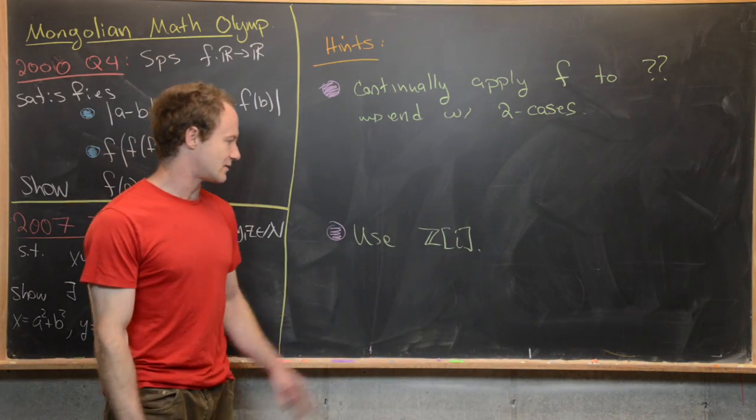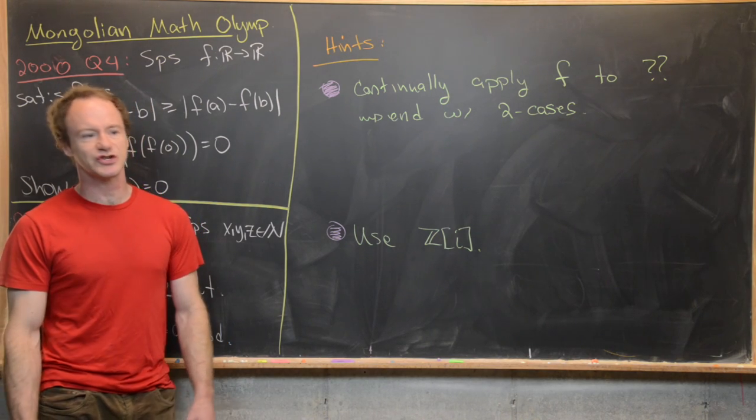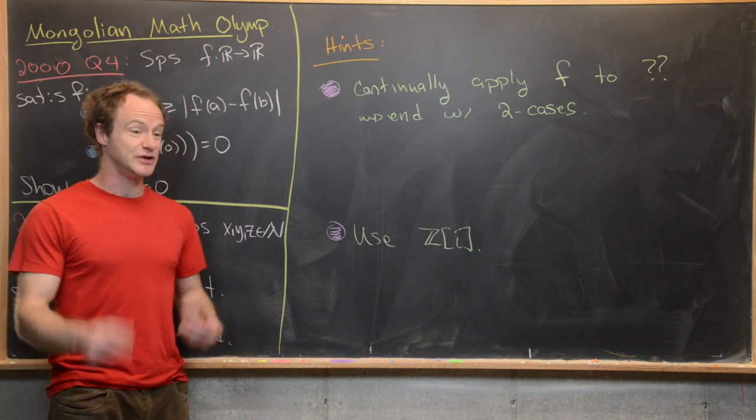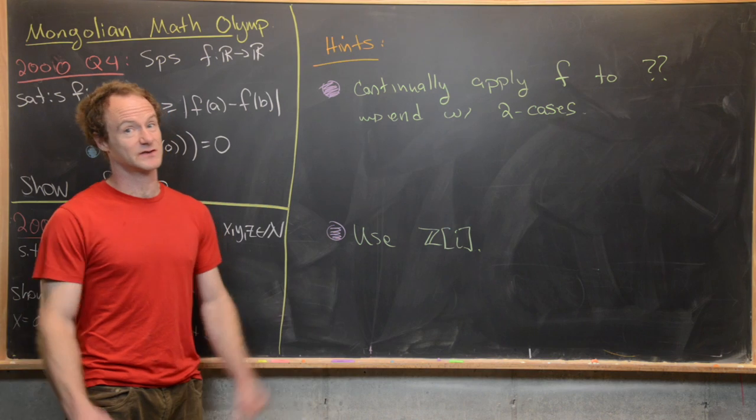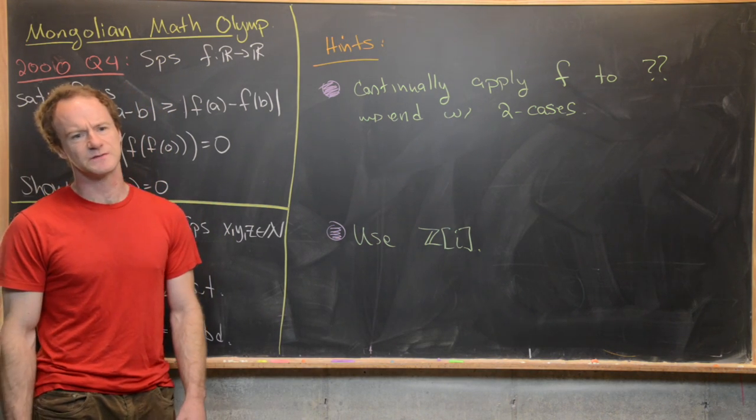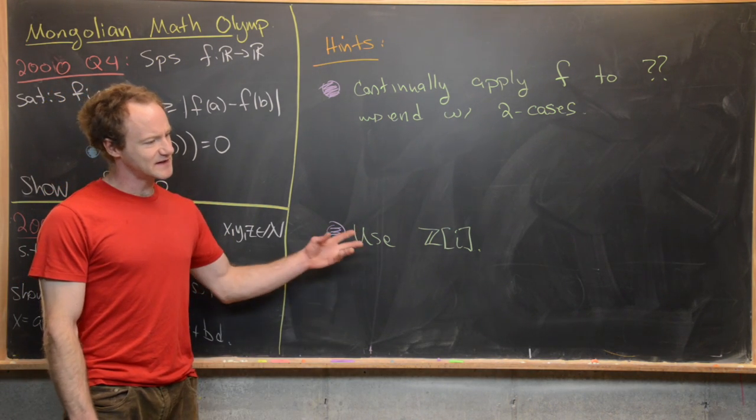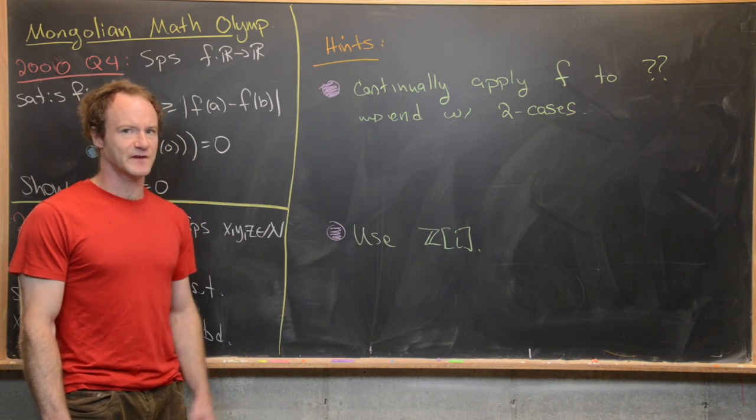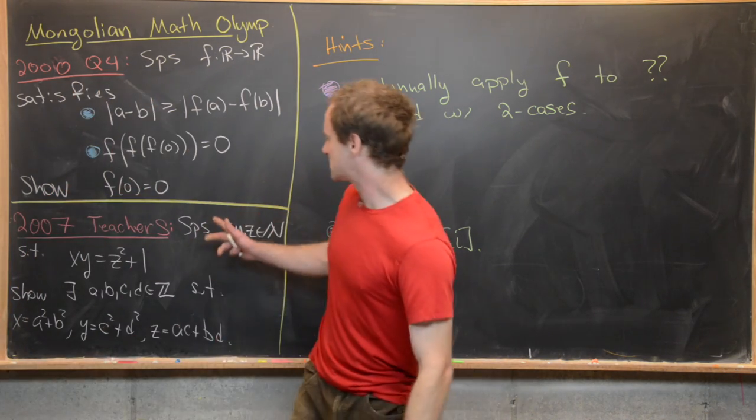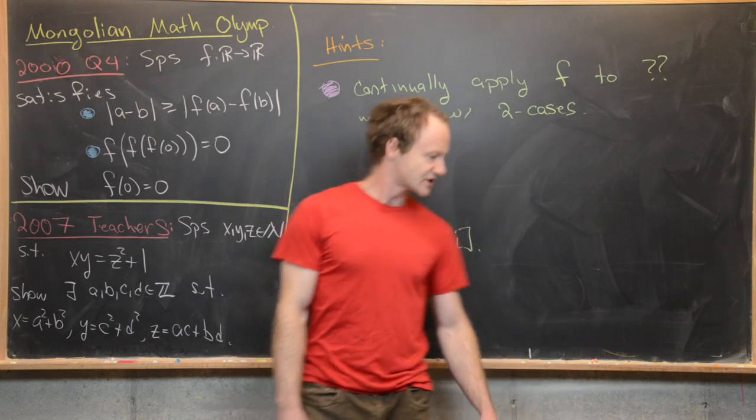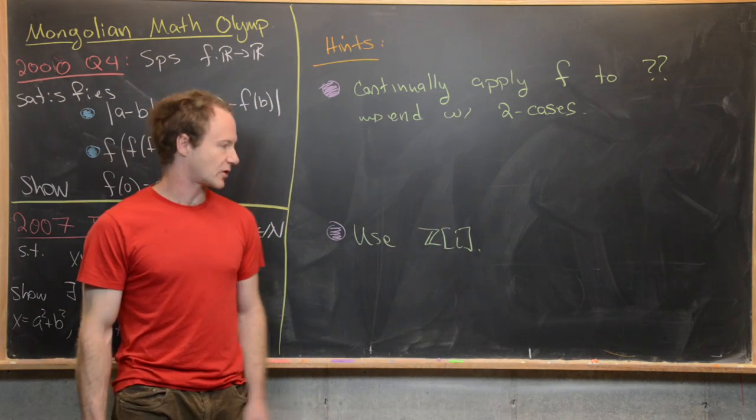My hint for this problem is to work over the Gaussian integers, and in fact, use the fact that we have prime factorization in the Gaussian integers. So I think this is an appropriate strategy for this problem because this is from the teacher's exam. And this actually makes the problem not super hard.